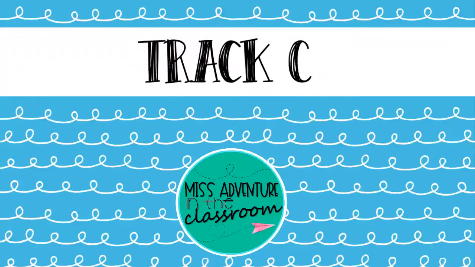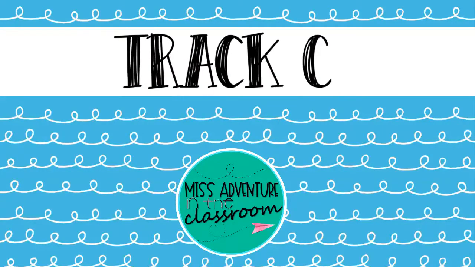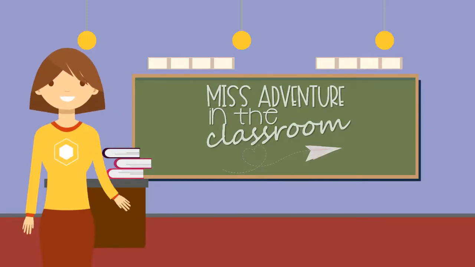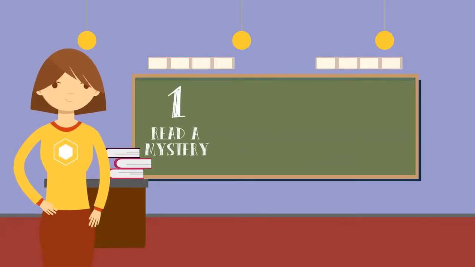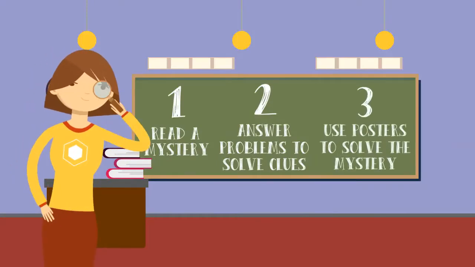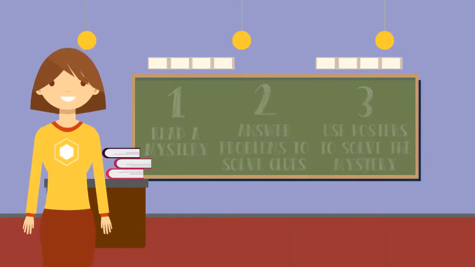You've chosen Track C for your adventure. But the core of the activity is the same, no matter what track you take. The students will always read the mystery, solve math or reading problems to fill in the letters to the clues, and use the fact posters to discover which ultimate answer those clues lead to.